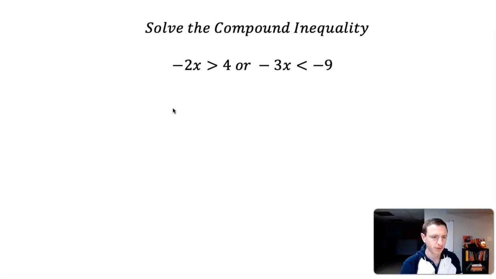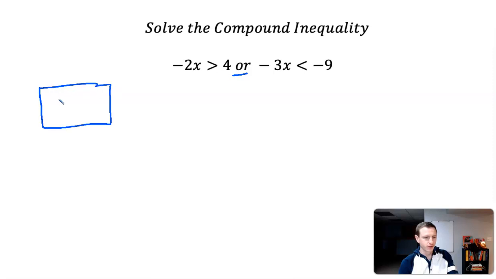In this example, we want to solve the compound inequality. We have negative 2x greater than 4 or negative 3x less than negative 9. What we want to make sure we understand is the term or. What does that mean? Let's look at this visually in a Venn diagram.